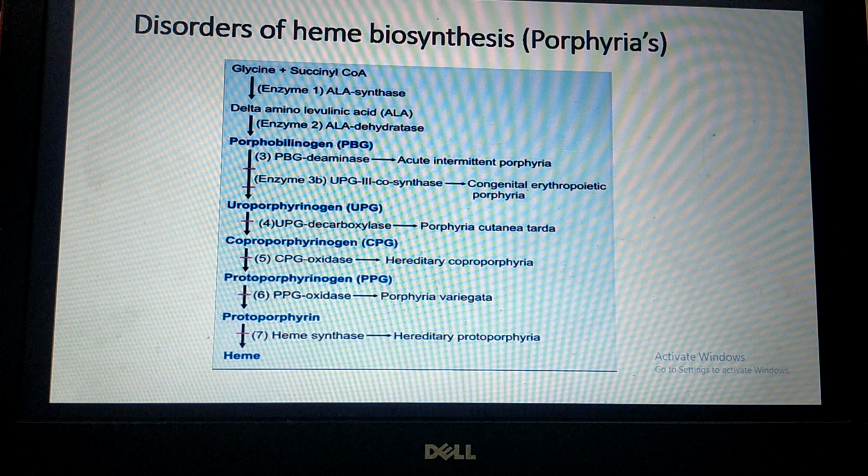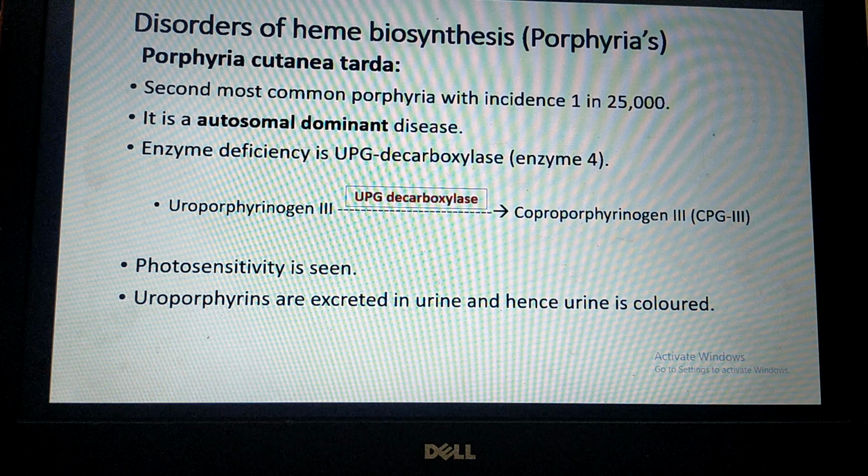When this step is hampered, uroporphyrinogen is accumulated in the body. Now this uroporphyrinogen 3 is not converted, it is accumulated in the body, and as uroporphyrinogen 3 is also a tetrapyrrole, it absorbs light and has photosensitivity. Uroporphyrins are also excreted into the urine and urine is colored.